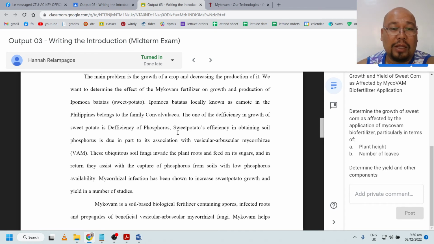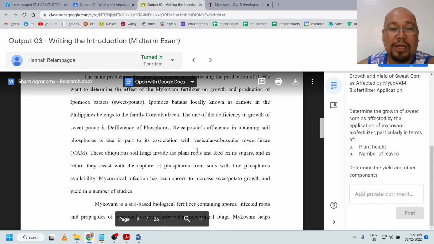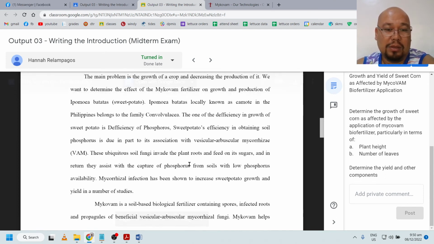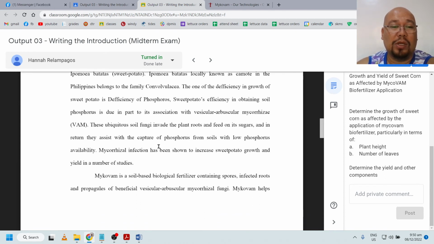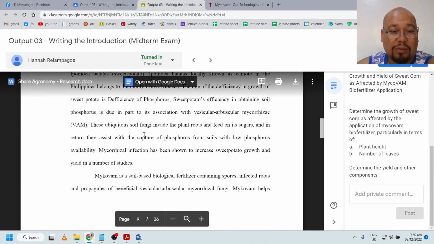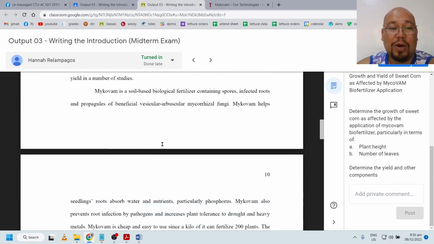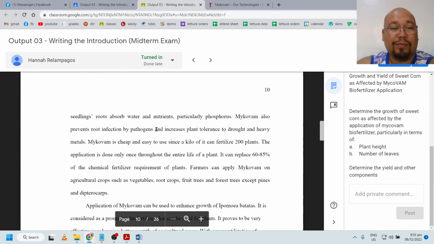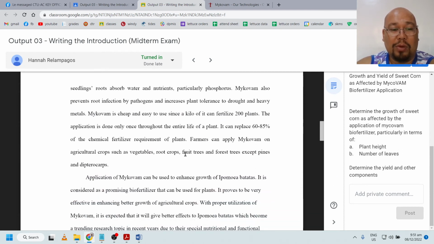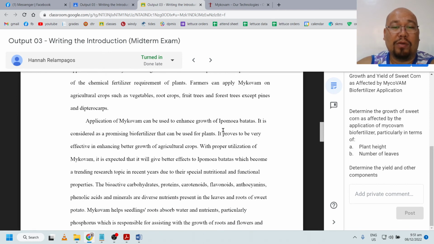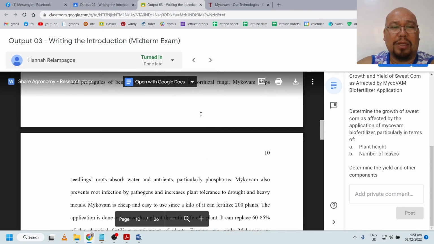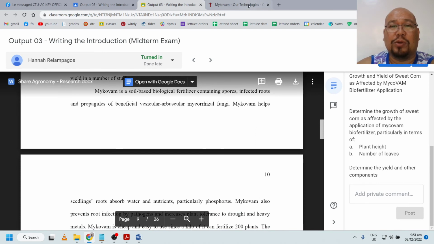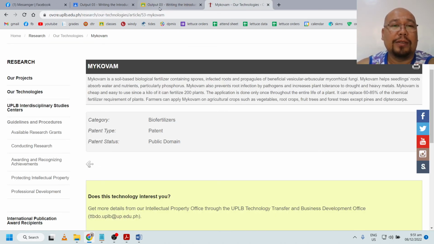Okay, this is also good. Mycorrhiza, vesicular arbuscular mycorrhiza or VAM, assist with the capture of phosphorus. Okay, this is good. So I need to see that one. It is soil based. It can be used to enhance growth. Indicate your sources. If this was your source, cite this one properly.